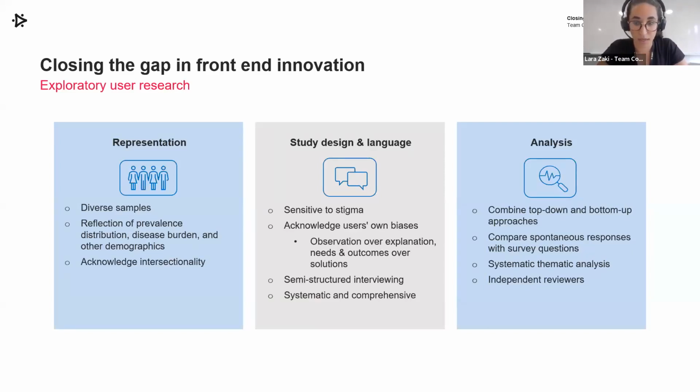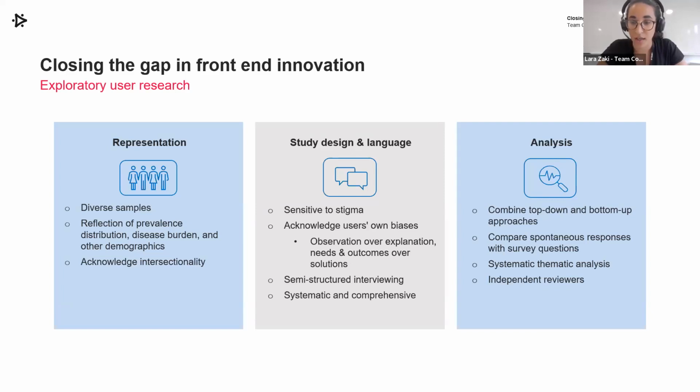And an easy way that we can tackle that, or not easy, but let's say obvious, is to try to ensure diverse samples in every effort to do user research, especially in this exploratory user research stage. Ultimately your user requirements are going to be based on your learnings from this research, and it's essential that you're making an effort to have the sample be reflective of the prevalence distribution, different types of symptom profiles and levels of disease burden and other types of demographics that can actually impact a person's experience with a condition and thus your device.